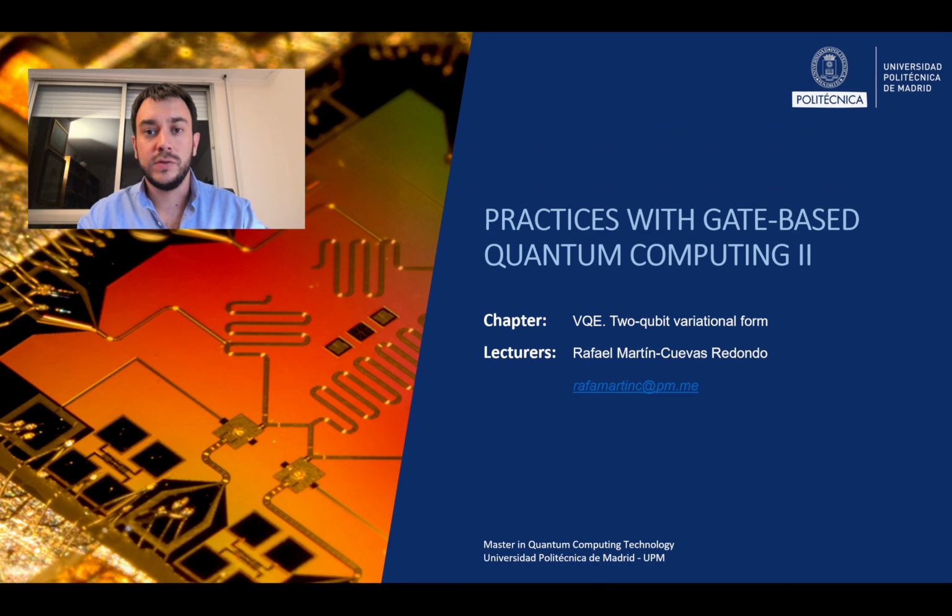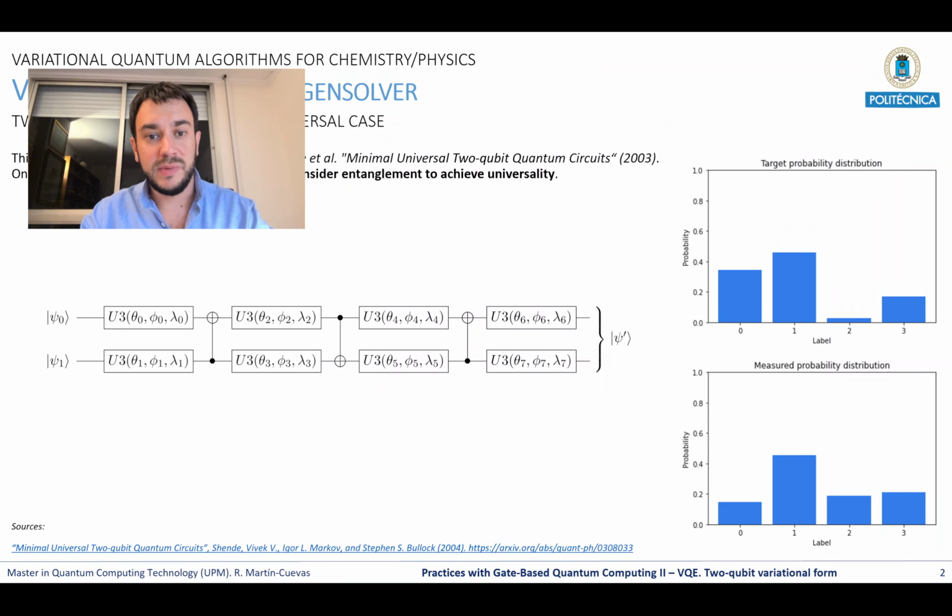In this video, we're going to present the next iteration of the algorithm that we were implementing. In this case, the two-qubit variational form. So the implementation is going to be slightly more complex, nothing really too difficult. In this case, we are going to extend our previous example to 2 qubits.